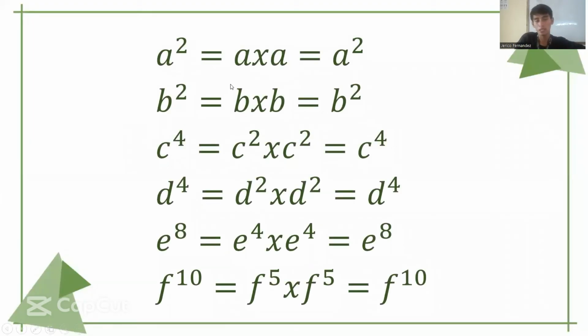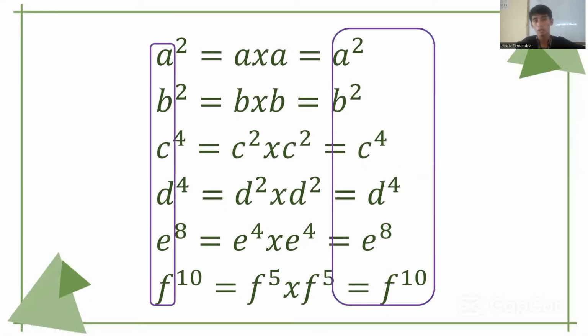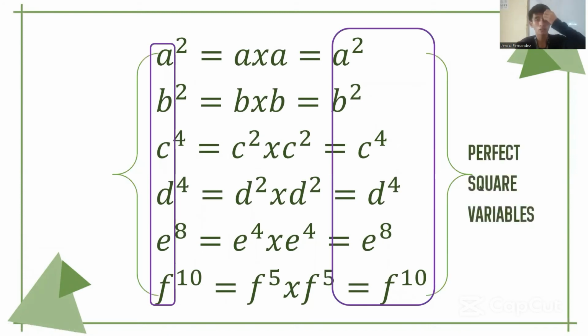A squared is equal to a times a. B squared, b times b. C to the fourth, c squared times c squared. D to the fourth, d squared times d squared. As you can see, the exponents are even numbers. So they are all perfect square variables. Itong mga to at itong mga to, they are perfect square variables, and then they are the square roots. Okay po.